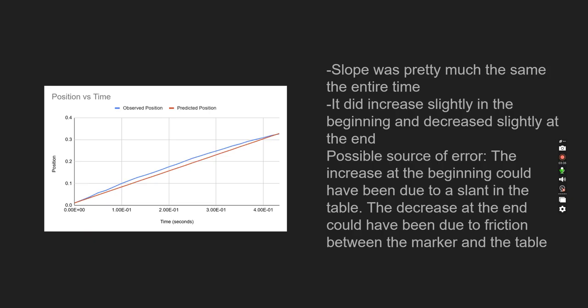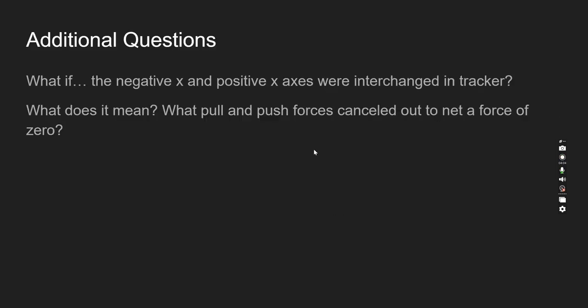The observed velocity and predicted velocity were pretty much the same the entire time. This is shown by the graph, which has both position versus time lines having the same slope. However, the observed line does increase with a greater slope than the predicted in the beginning. It then becomes the same slope and then decreases at the end. Possible sources of error could be a slant in the table in the beginning and friction between the marker and the table at the end.